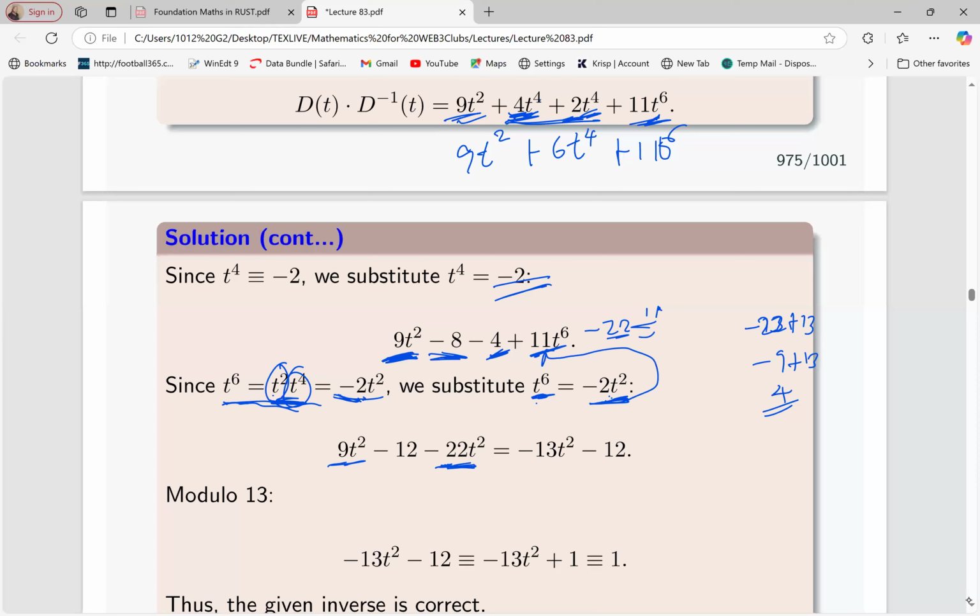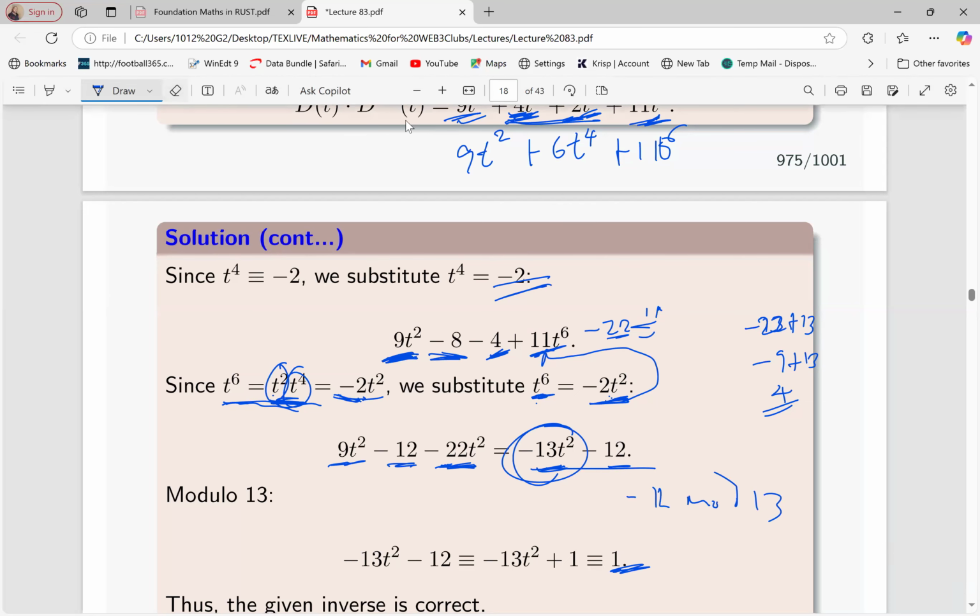So 4 plus this gives you 13, t square, and there's this. But this one, mod 13 is 0. And -12 mod 13 is 1. So we've shown that those two numbers are inverses of each other.